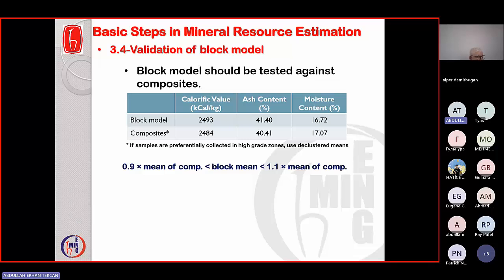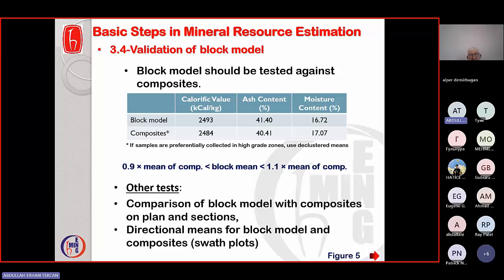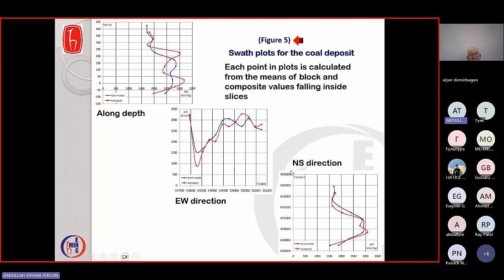You must determine some other tests. For example, you have to compare block model with composite values on plan and sections. You also need to construct SWOT plots. These are the plots for directional means, and this figure shows the SWOT plots for the coal deposit.